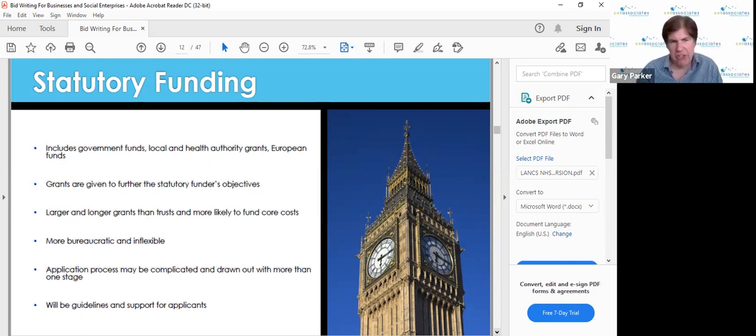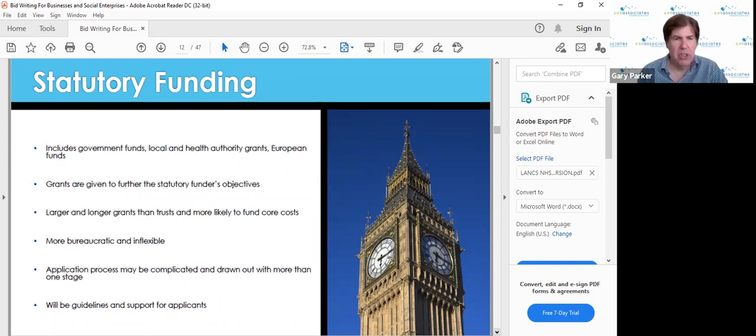The application processes can sometimes be complicated and drawn out with more than one stage. I think in recent years there's been a trend towards this: short initial applications, and then these get sifted, and then the second round is a more detailed application. But one thing you should be aware of: just because you get into the second round doesn't necessarily mean you're going to get funded, because often people are under that misapprehension. In some cases, again, it does depend on who the funding organisation or agency is, and how they view things.